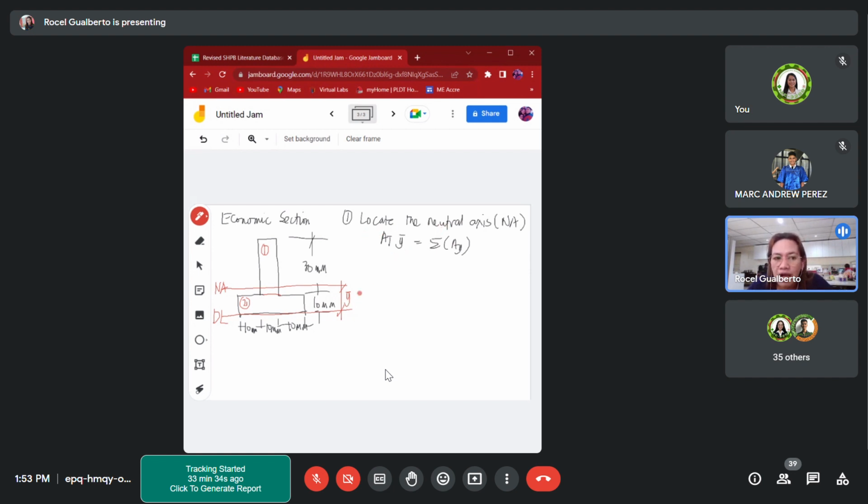So, what is the value of your y bar? Again, y bar would be the distance of your neutral axis to the datum line or from the bottom. Okay? So, we find value here of y bar. Ano po yung y bar? Summation of AY. Kung ilang parte po natin hinati, ganun po kadami. Ilan katulad po nito? Dalawa pong hati yan. Dalawang cross-section po yan.